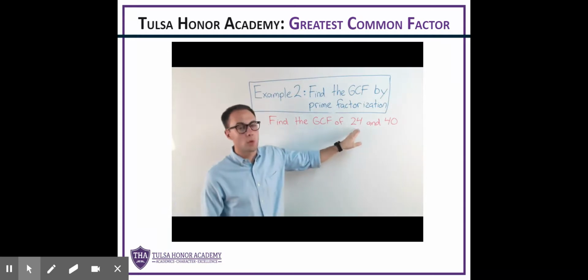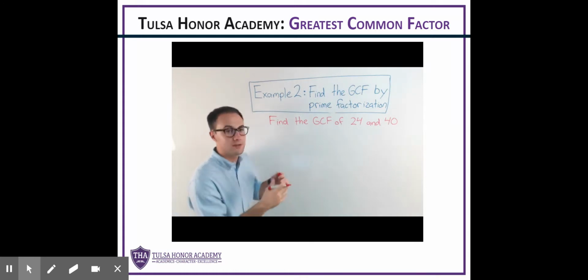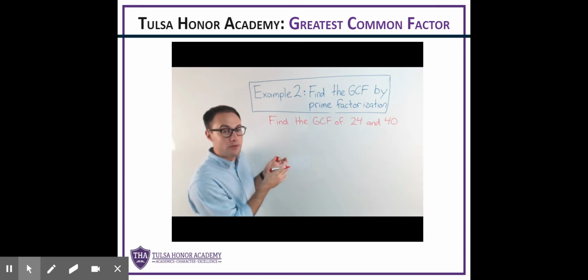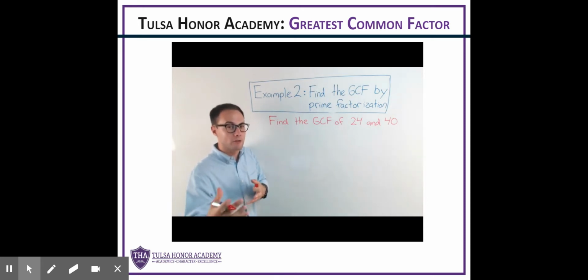Find the GCF of 24 and 40. We're going to use prime factorization. So first, I'm going to use a factor tree and figure out what the prime factorization is of both numbers. If you want to pause it and try to do it on your own, go for it.